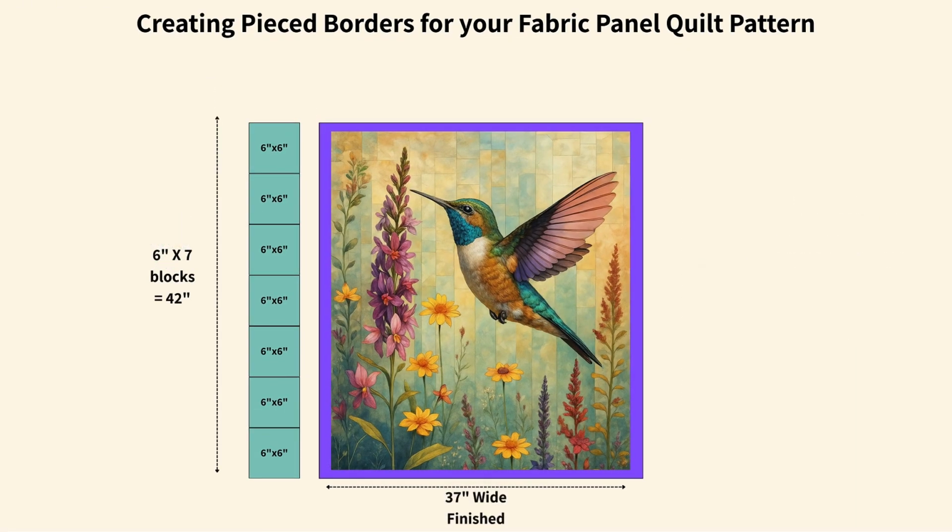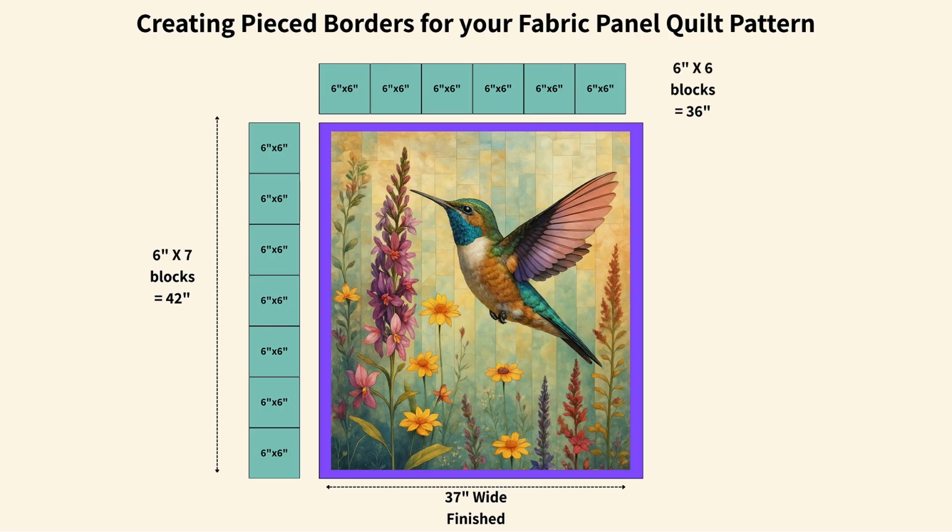Now we do the same with the width. Our panel width is 35 inches finished. But remember, we added a 1-inch border to the left and right too. So the width became 35 inches plus 2 inches, which is 37 inches wide finished. Now let's see how many 6-inch blocks would fit across. 6 blocks would be 36 inches. 7 blocks is 42 inches. So 7 is way too big. So we're going to work with 6 blocks, which gives us 36 inches. But our panel with border width is 37 inches. So we're 1 inch too wide. So we trim that 1 inch total from the width.